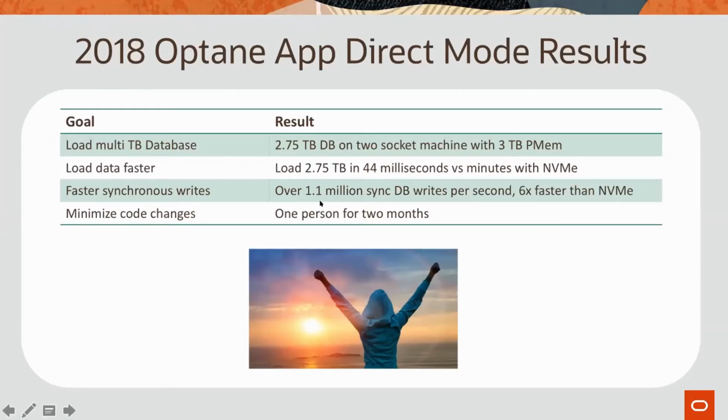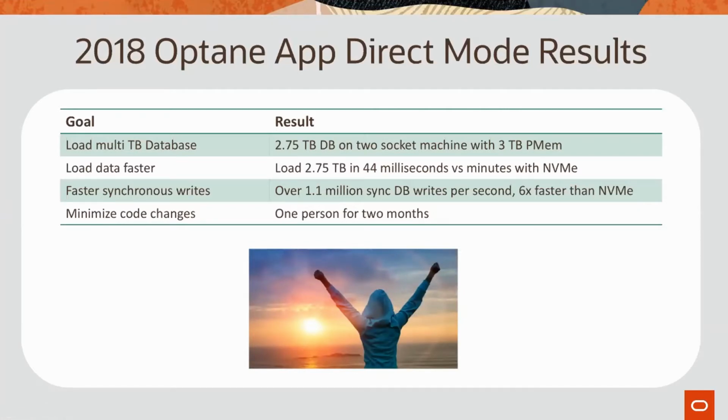For the synchronous writes, we were doing 1.1 million database writes per second. Now, these are ACID transactions. These aren't simple writes of a few bytes. There's a whole lot of undo, redo type information, so they're quite expensive operations. The net effect was it was 6 times faster than we could do it with NVMe. So that was good. We had to minimize the code changes because we had a very limited amount of time.